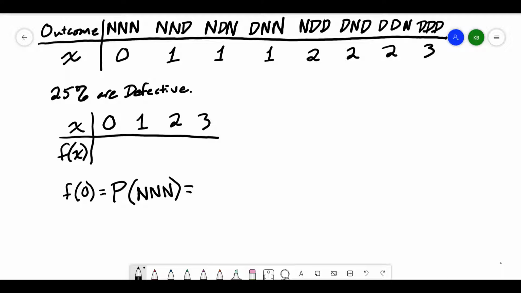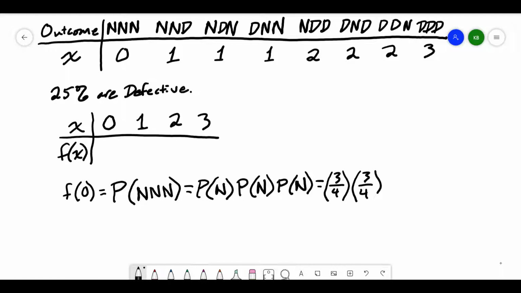If there's a 25% chance that each is defective, then the probability that I find 1 not defective, and the probability that I find another not defective, and the probability that I find another not defective, well, each one of these is 3/4. And since these are independent trials, I get to just multiply 3/4 times itself each time to find my probability. And when I do this, I get 27/64 as my probability.